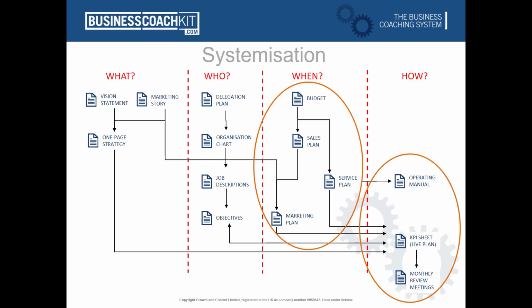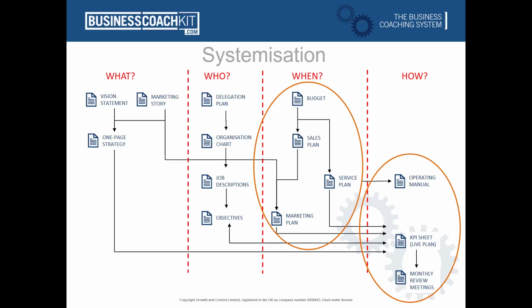And this is our when and how areas. So the when is: when do we need to achieve these sales? When do we need to deliver X? What kind of marketing needs to happen when? So it's about the plan really. The business plan and its constituent parts.